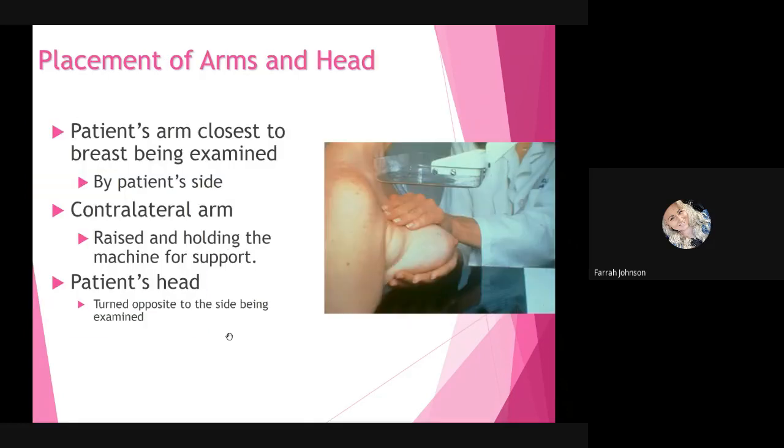So, placement of the arms and the head. The patient's arm closest to the breast being examined is going to be by the patient's side. Now, the contralateral arm is going to be raised and holding the machine for support. There's always a little handle that the patient can hold on to. Now, the patient's head is going to be turned opposite to the side being imaged. So, for example, if you were imaging the right breast, like this patient is, her head is going to be facing you on the medial side, or facing her left breast.